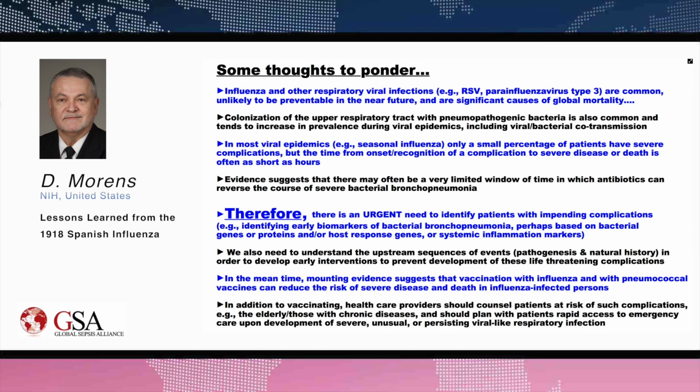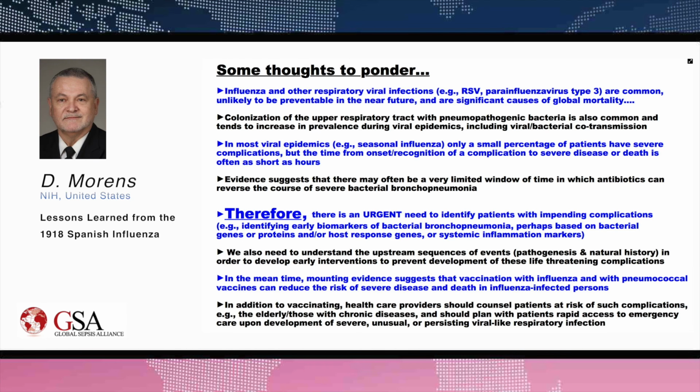So I'm going to end by just giving you some thoughts to ponder, and these are my thoughts, they're not experimental research thoughts. But given a couple things that I'm going to mention, that influenza and other respiratory diseases like RSV and parainfluenza are so common and they're not likely to be prevented in the near future. We have no vaccines, for example, and they cause significant mortality. And given that colonization of the upper respiratory tract with these bugs of interest, pneumococcus, strep and staph, and others, is very common and not likely to be entirely prevented in the near future.